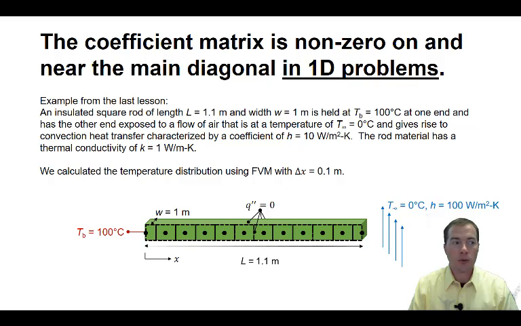In the previous lesson, we saw that the coefficient matrix is non-zero on and near the main diagonal in one-dimensional problems. We looked at a simple one-dimensional case. The example that we analyzed is repeated here for review. We had a long square rod that was 1 meter on its side and had a length of 1.1 meter. The rod had a known temperature at one end and convection heat transfer on the other.